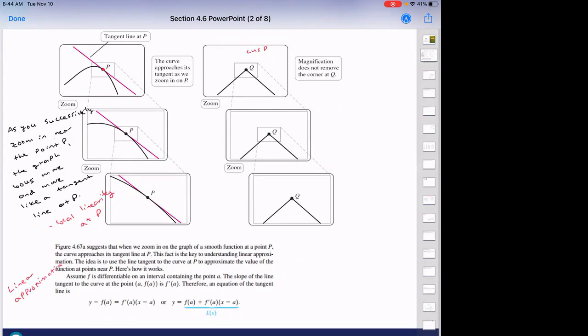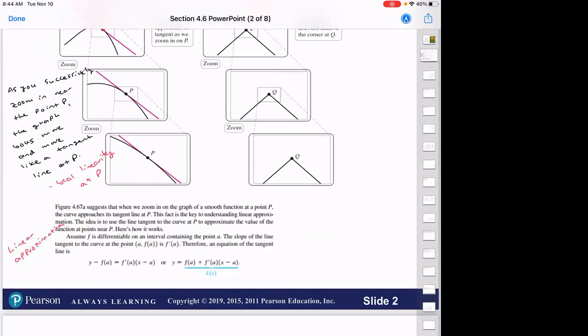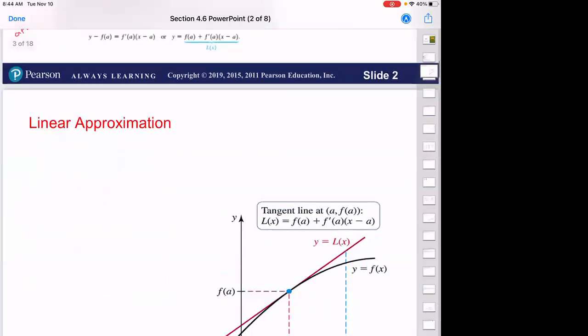So what's the whole point here? If you find the equation of the tangent line to the graph at some point, then the value of the function can be approximated by that tangent line at that point P. Not anywhere, at that point P. And we call that linear approximation of the function at that point P. Look how this works. So find the equation of the tangent line at that point P.